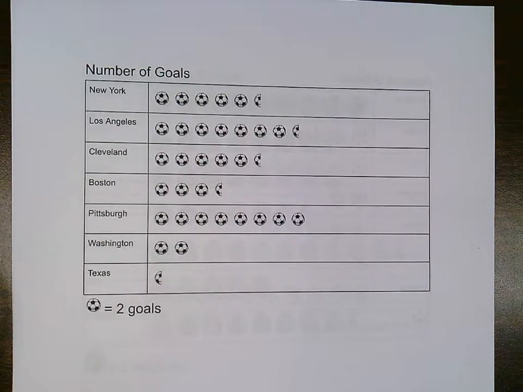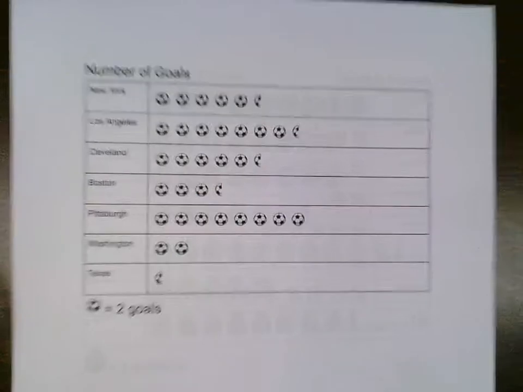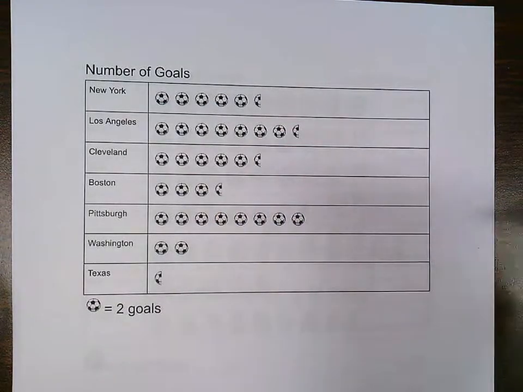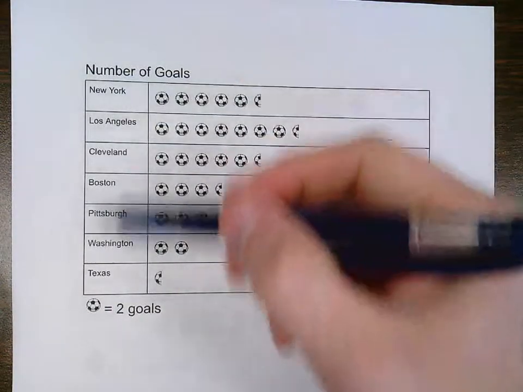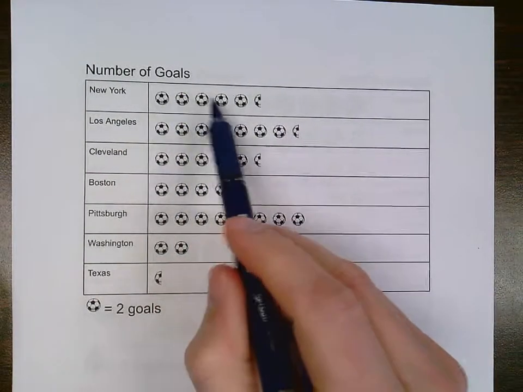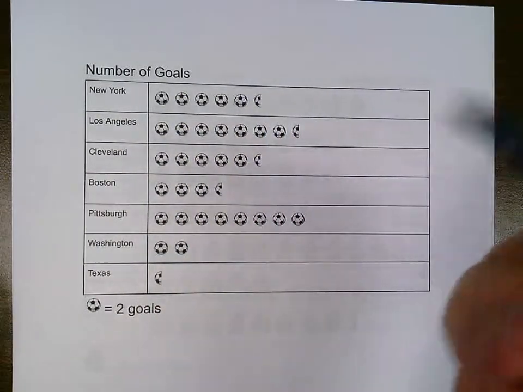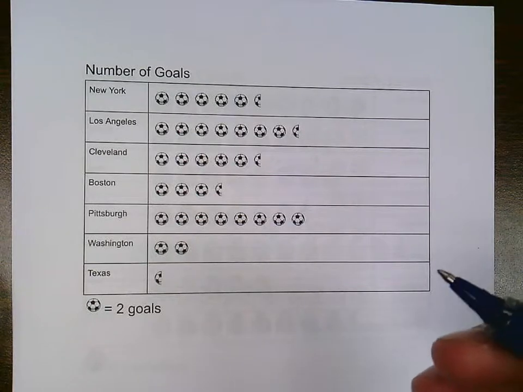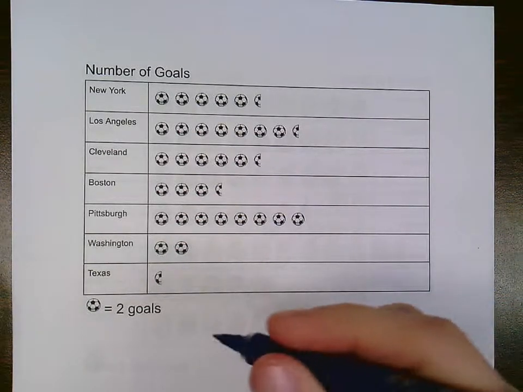A pictograph is exactly what it sounds like. It is a graph that is represented by pictures. So you see here we have all these different cities, New York, Los Angeles, Cleveland, and then we have these pictures of soccer balls in each one. One of the most important things with pictographs is to make sure you look at the key.